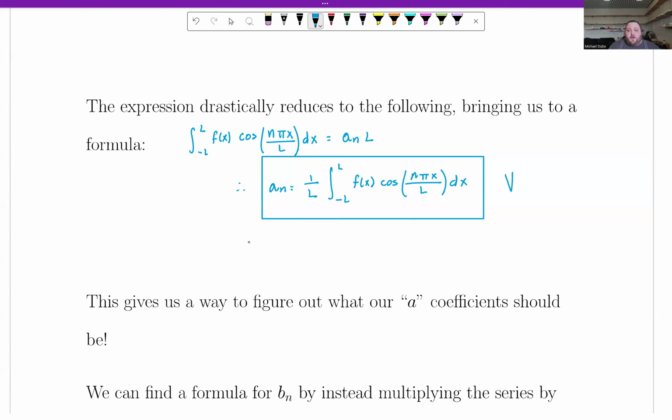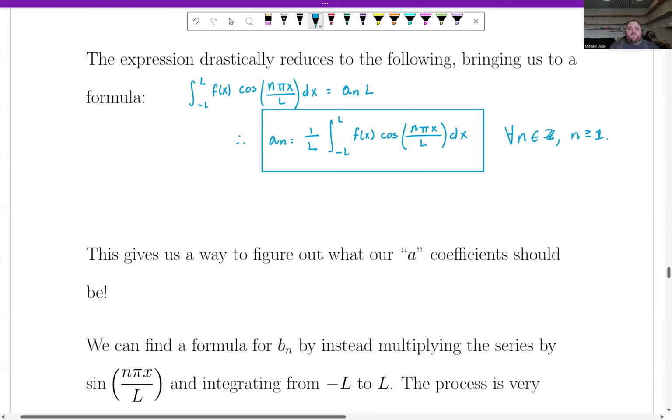And this will be for all n, n is an element of Z, n is greater than or equal to 1. Okay, right? Our coefficients start at 1. So for all coefficients above or equal to 1. Okay? This gives us a way to figure out what our A coefficients should be.